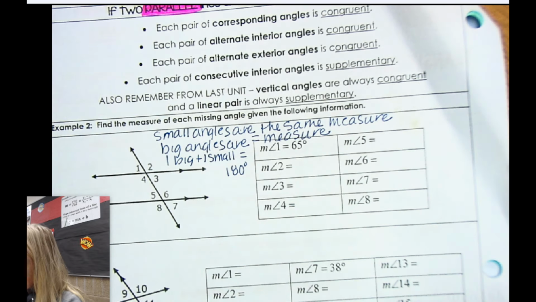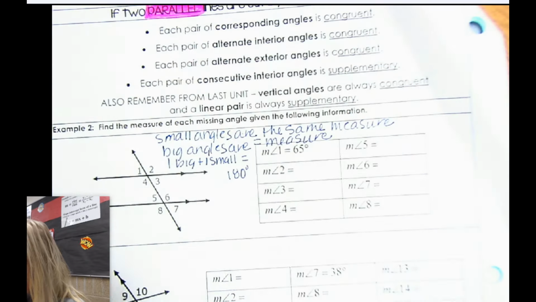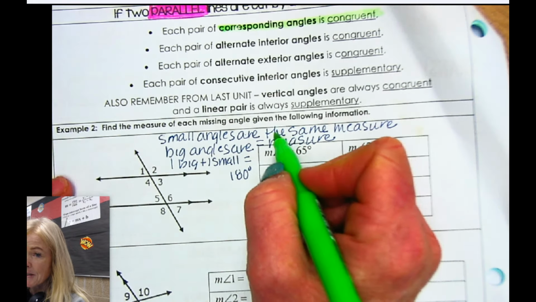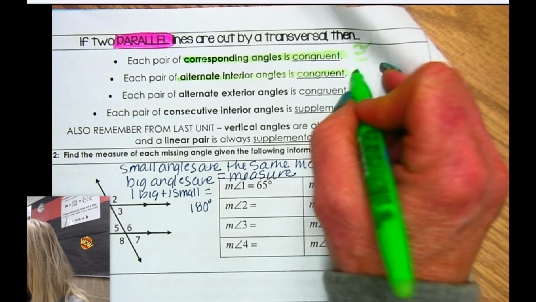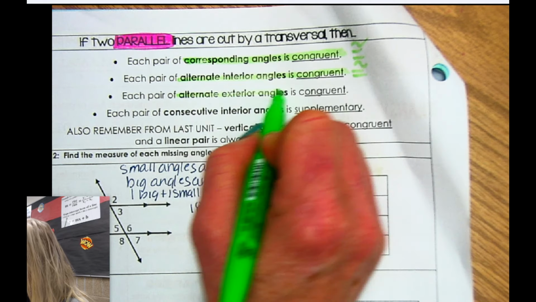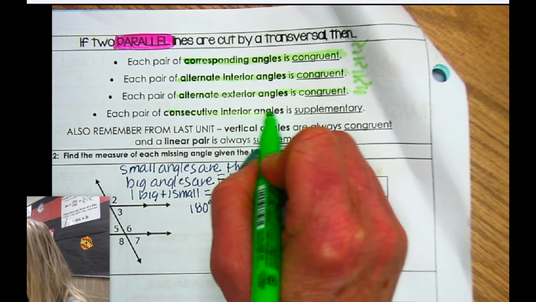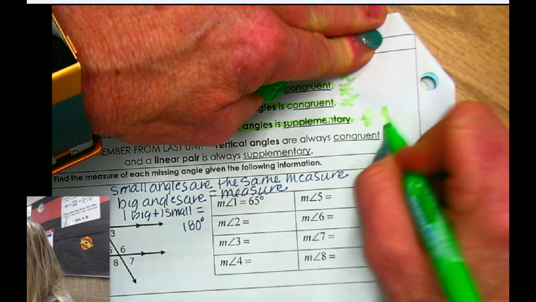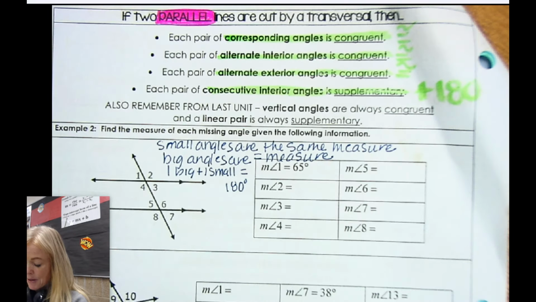Now, corresponding angles. Remember, those are same spot, different neighborhood. They're going to be congruent. I'm going to use a different color. So corresponding angles are congruent. Always congruent. Alternate interior angles are congruent. Alternate exterior angles are congruent. Consecutive interior angles are different. They're supplementary, so they add to 180. You can remember supplementary starts with S, same side starts with S. So that's how I always remember that.